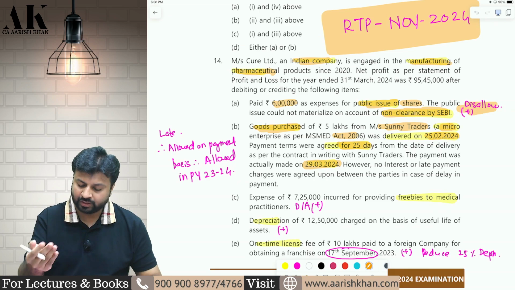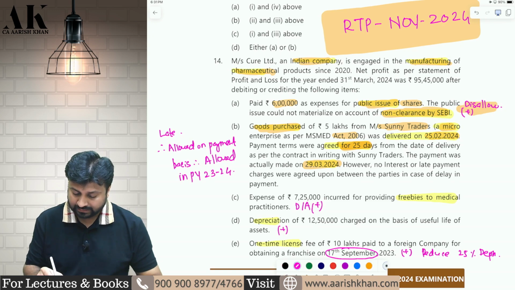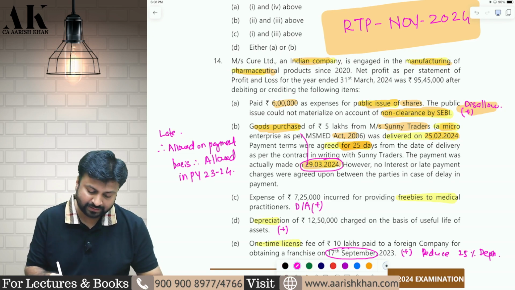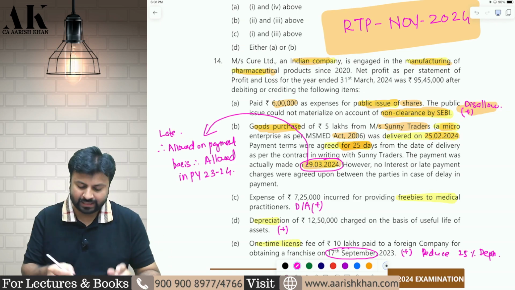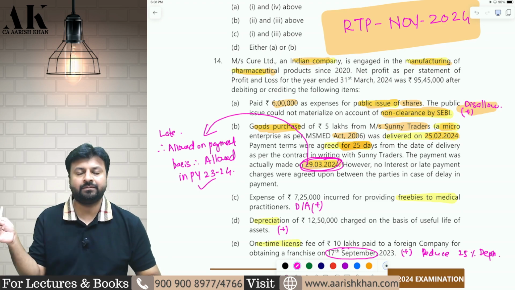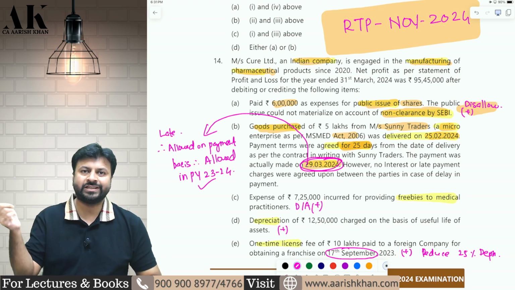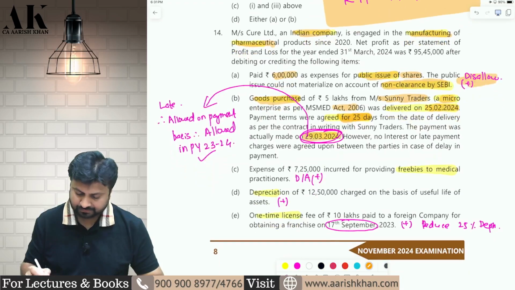Now I have paid beyond the time. I have paid after 25 days. But fortunately, this beyond the time limit also comes in the same financial year. So even though it is allowed on a payment basis, it is allowed to me in the previous year 23-24 only. If this date would have fallen in April, then I would have got the deduction in the next year, not in the current year. I hope it is clear to all of you. Let's move on to the next one.